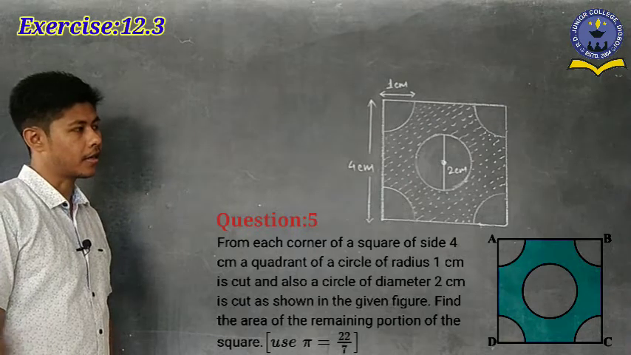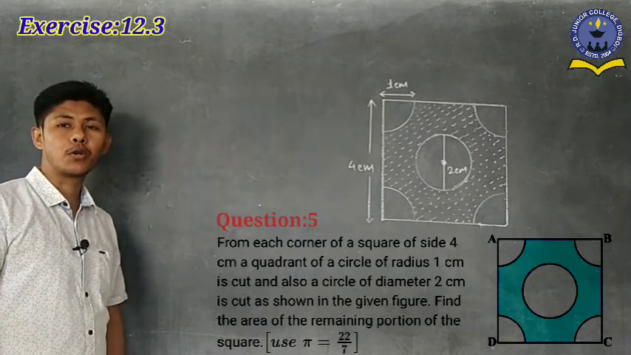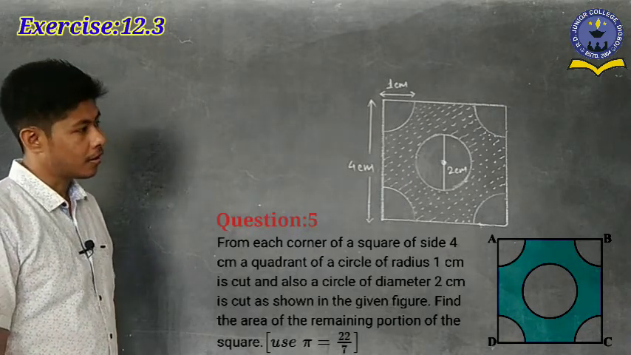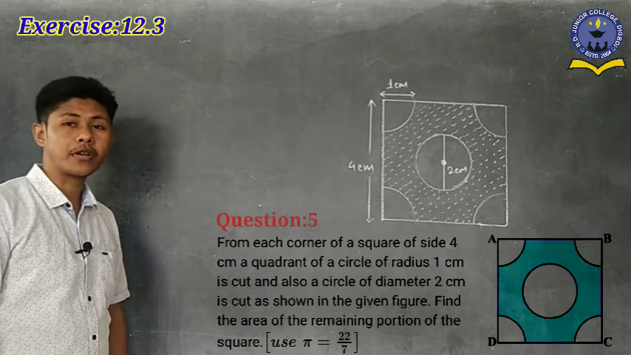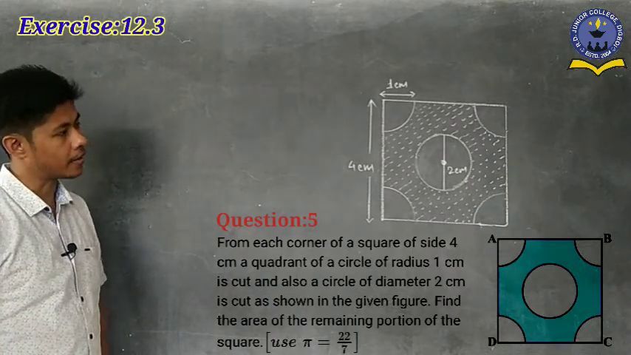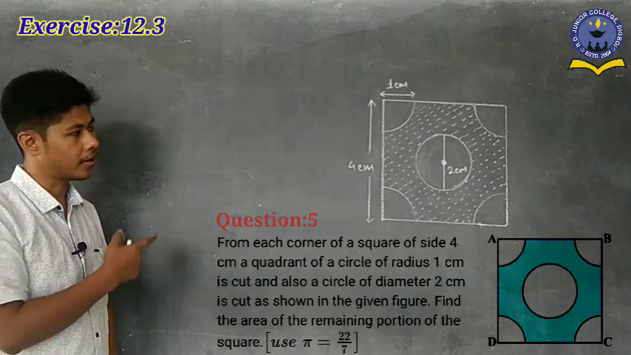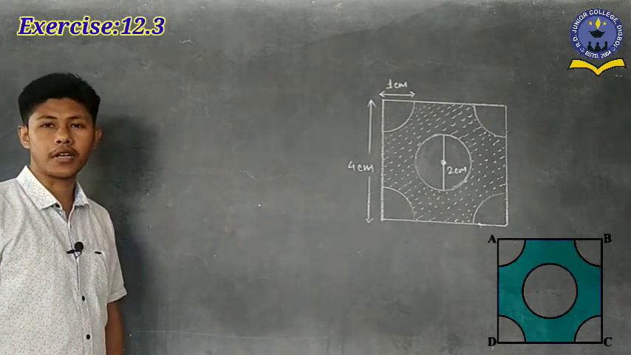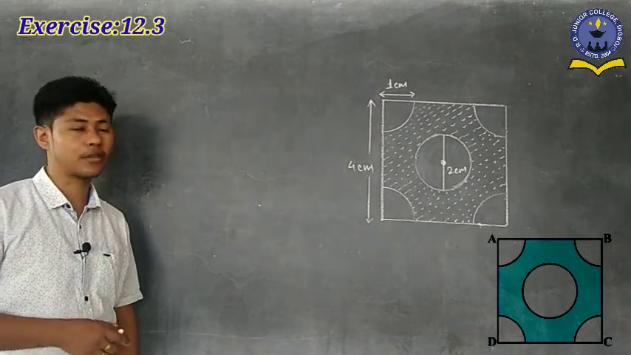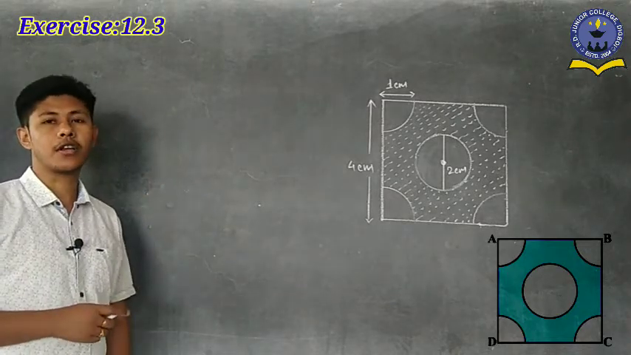If you see, a circle is given here of 2 centimeter, isn't it? The circle has diameter 2 centimeter. So now here, as a whole, the whole diagram is a square, and the length of this square is how much? 4 centimeter.